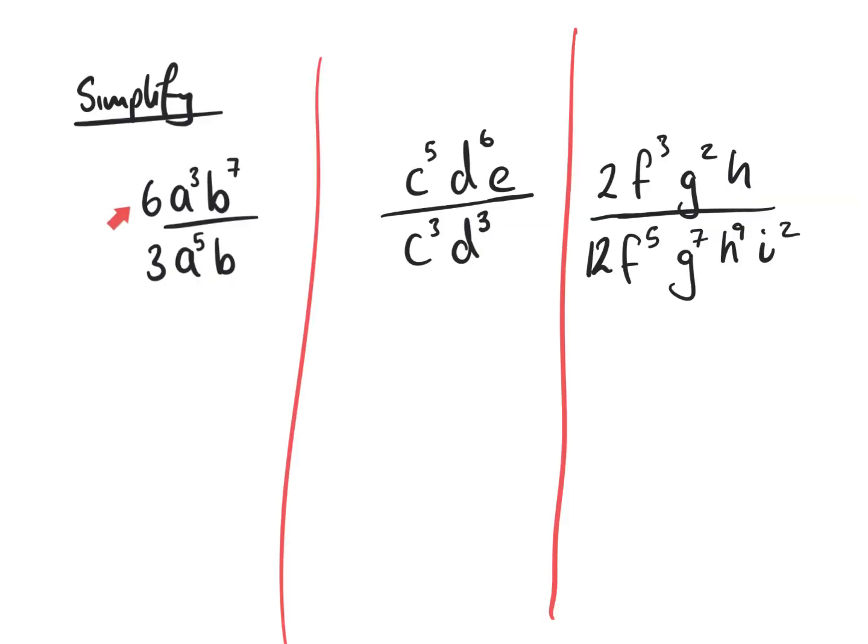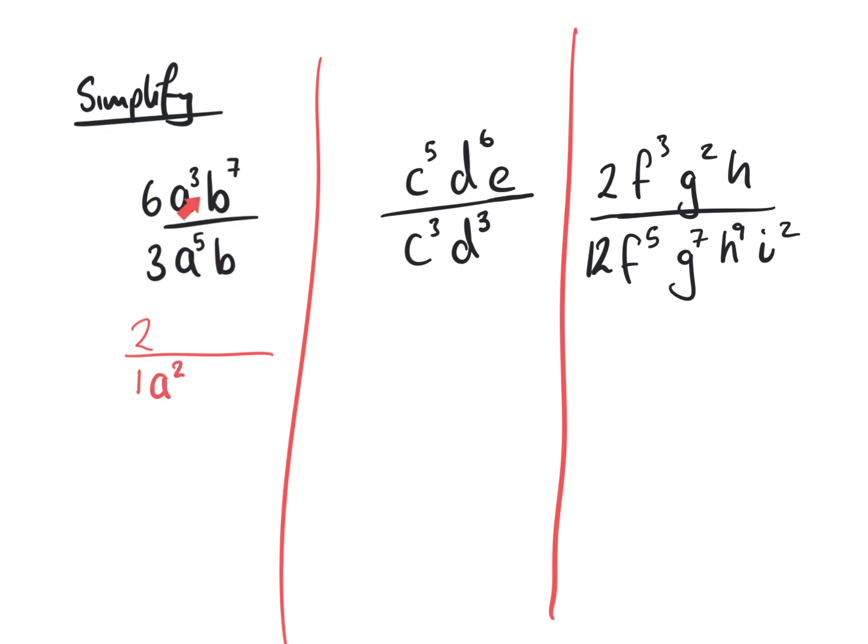We've got here 6 over 3, so let's start with that. 6 over 3 would simplify down to 2 over 1. And then we're going to ask ourselves the same questions. Where are there more a's multiplying each other, top or bottom? There are more on the bottom multiplying. And how many more? Well, 5 is 2 more than 3, so there will be 2 left at the bottom. So that's a squared left at the bottom.